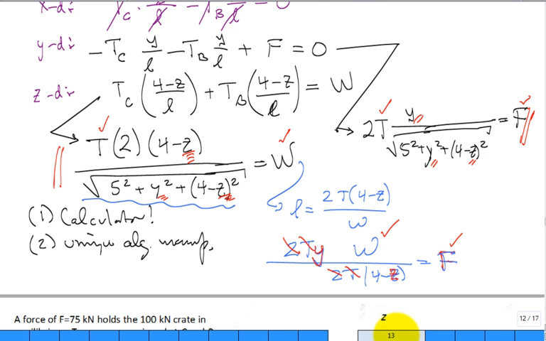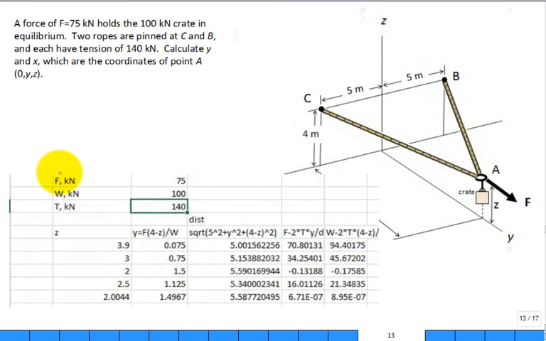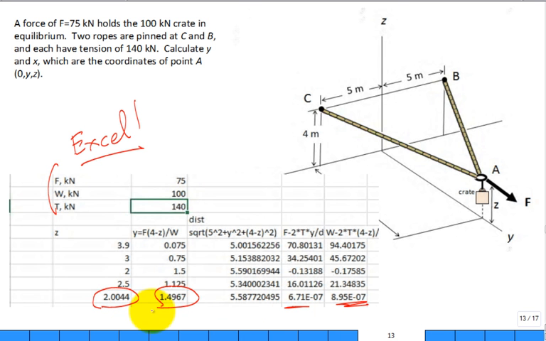Now, if you're on an exam and you could set it up and you know anything about Excel, which you can't use on an exam, then this is one way of solving it. And it comes out that to satisfy my equations, I need to get Z about 2 and Y about 1.5.